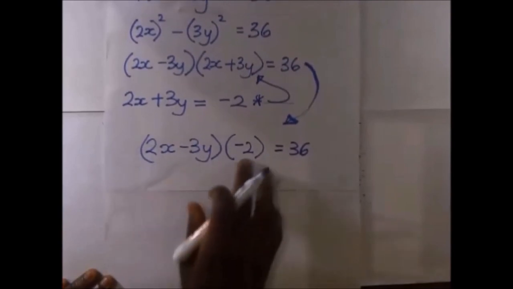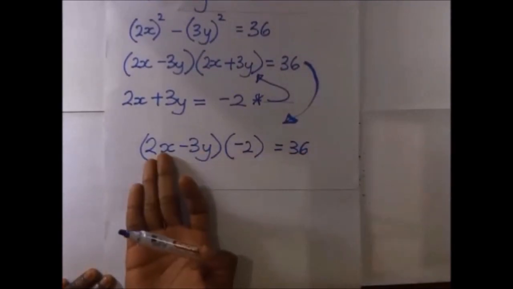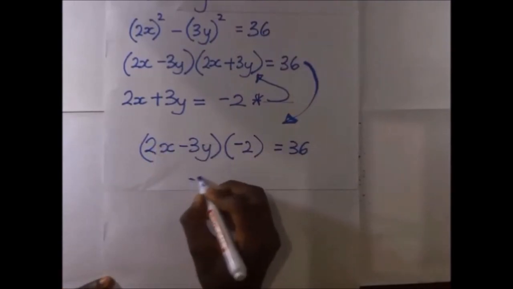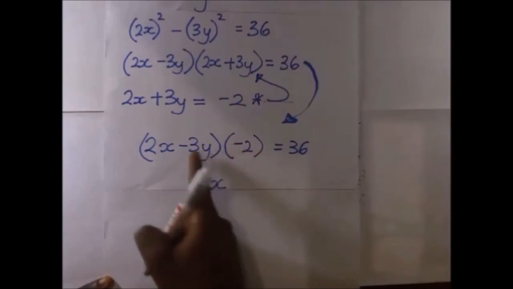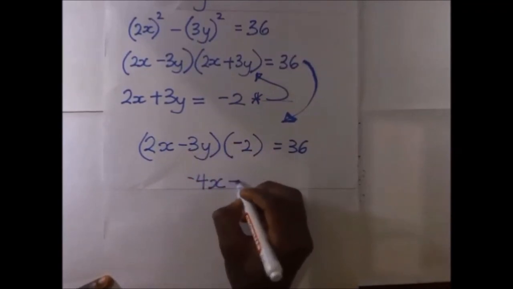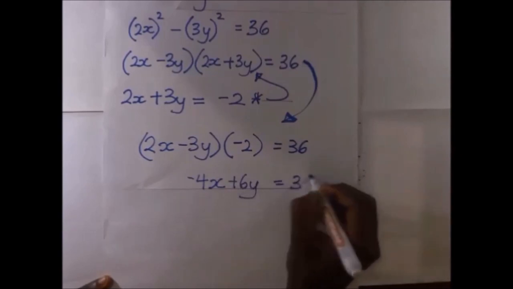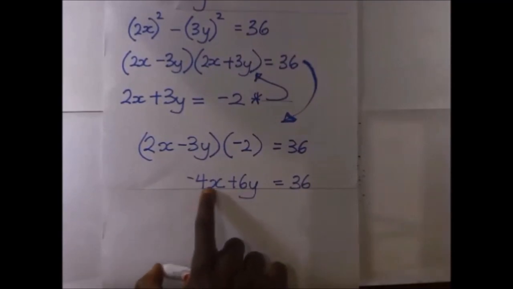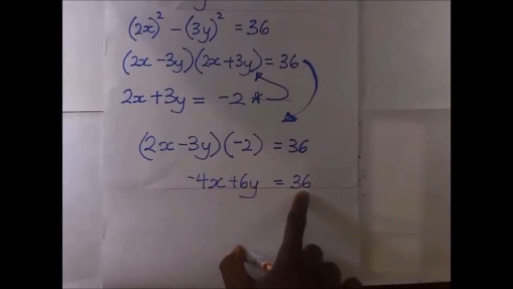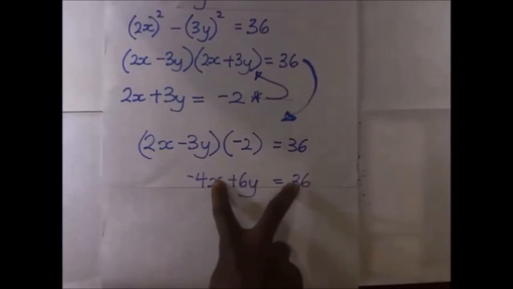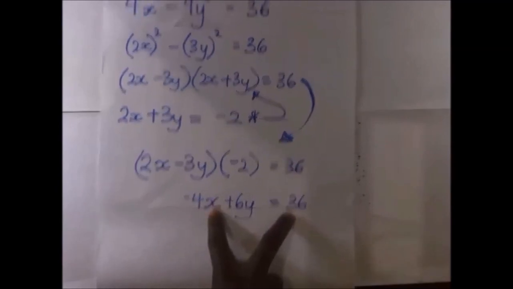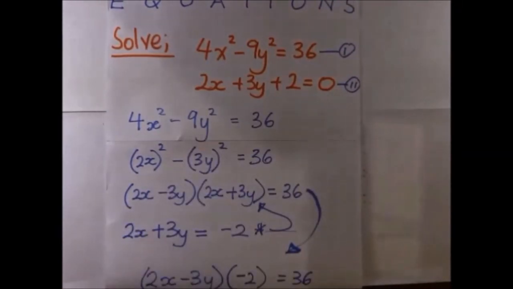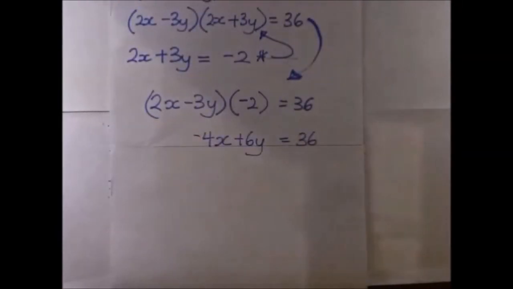When it gives us 36, we simplify this. Now we've made this become linear. So we simplify it and it becomes negative 2 times 2x, which is minus 4x. Negative 2 times negative 3y is positive 6y, which is going to give us 36. So now we have a linear equation, negative 4x plus 6y equals 36. It means we can now solve this linear equation with the other linear equation simultaneously, and when you solve those two simultaneously, we will be able to get the values of x and y.